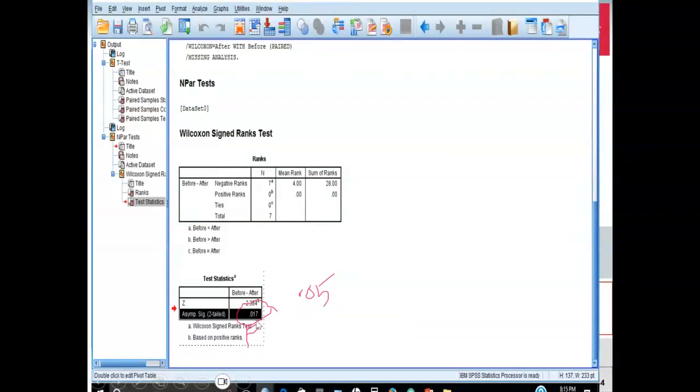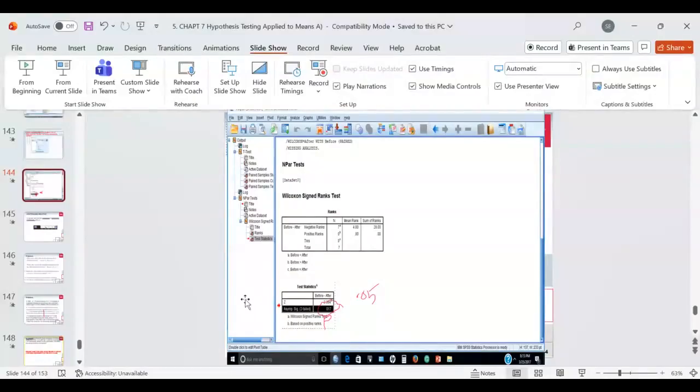You should know that if the p-value, where it says significant, asymptotic means very small, close to zero, is 0.017. If that number, that's the p-value, probability, is less than alpha, alpha is 0.05, then it's significant. Then we reject the null, and we did.